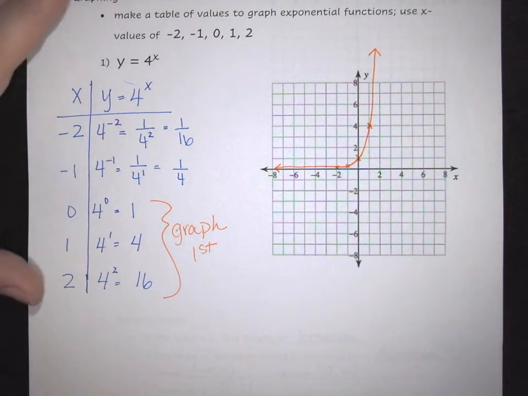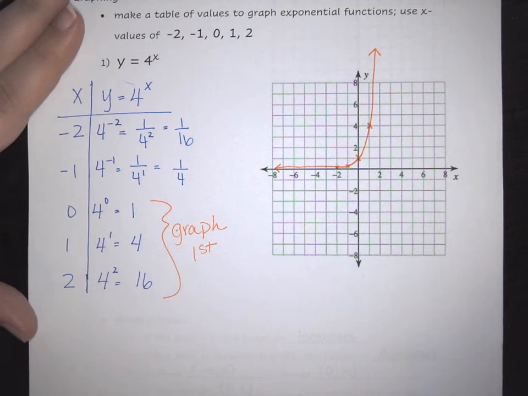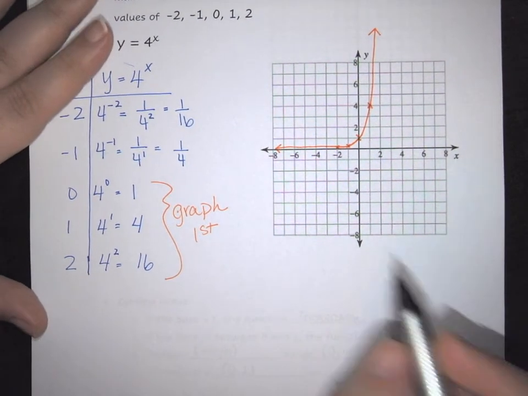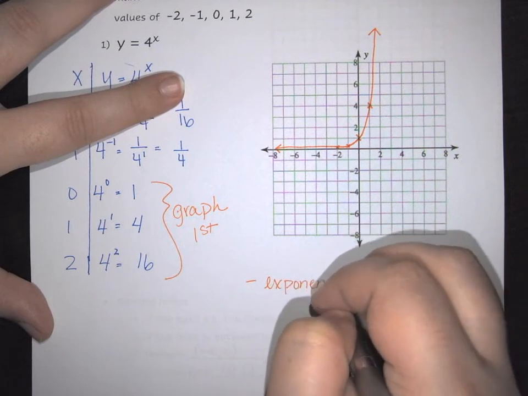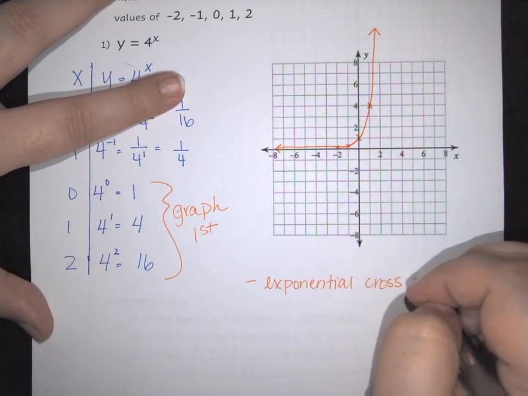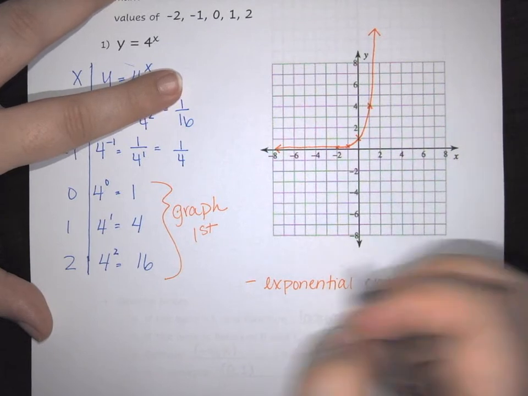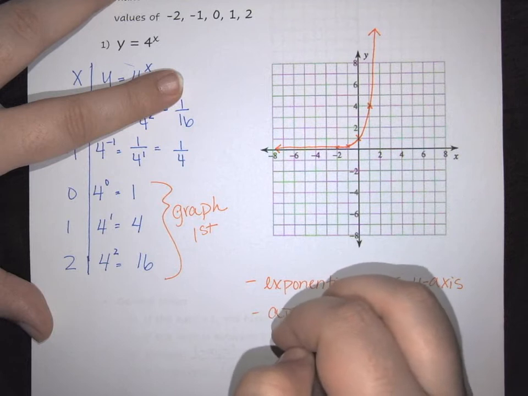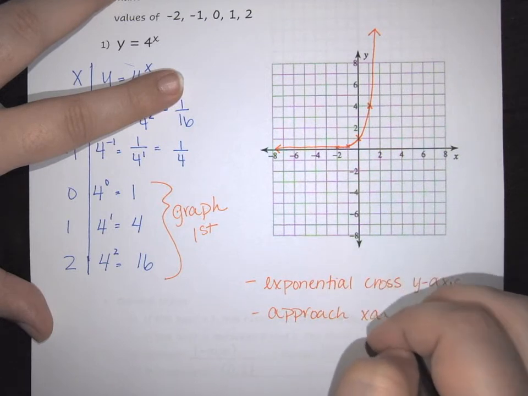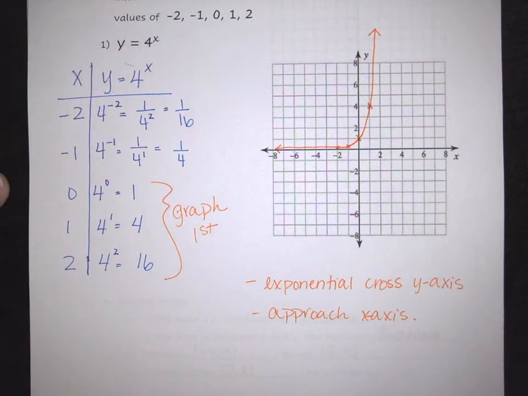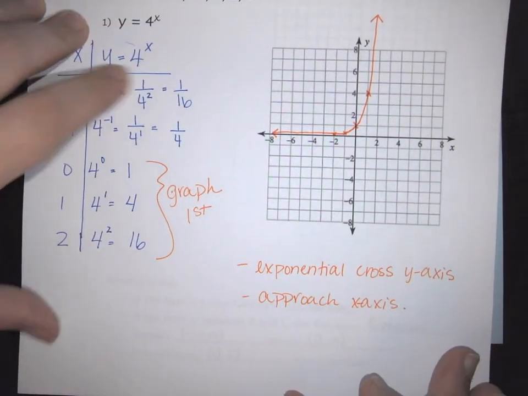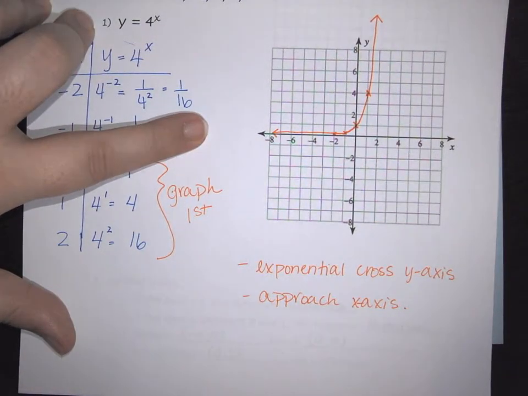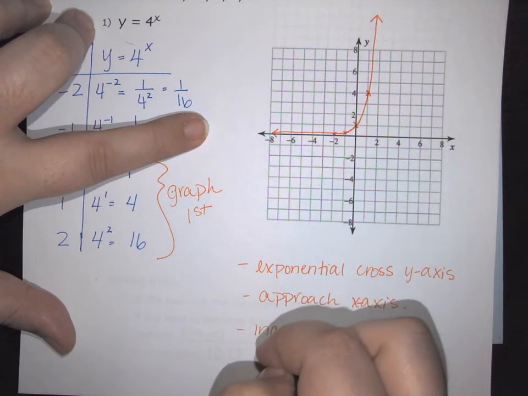There's a few things that you can keep in mind when graphing. First things first is that the exponential crosses the y-axis, and we are going to approach the x-axis. Second thing that we can keep in mind is that if we look at what our function is doing, in this case this function is increasing.